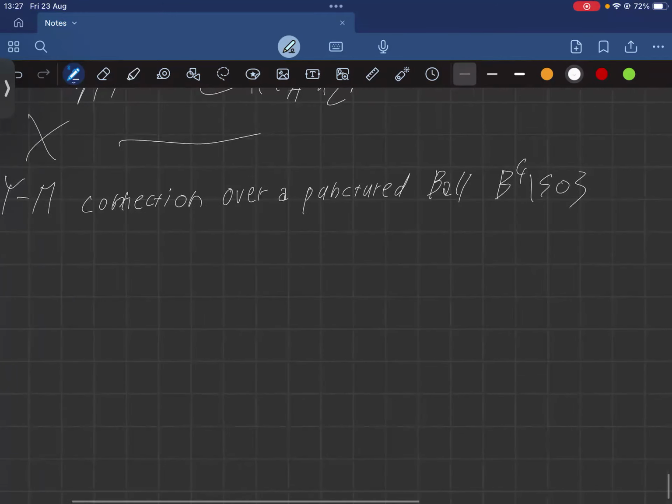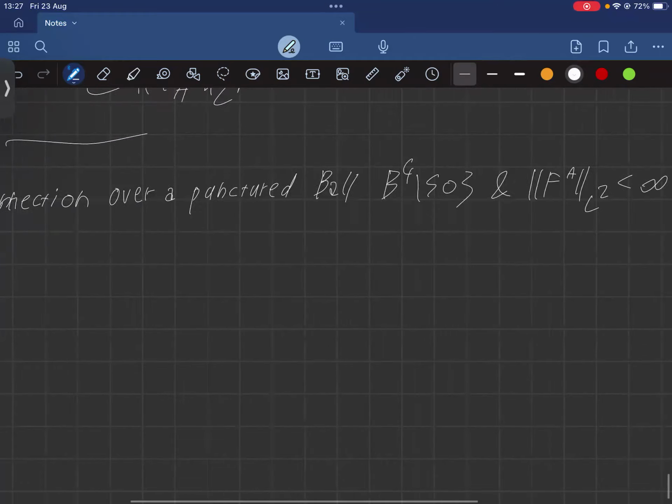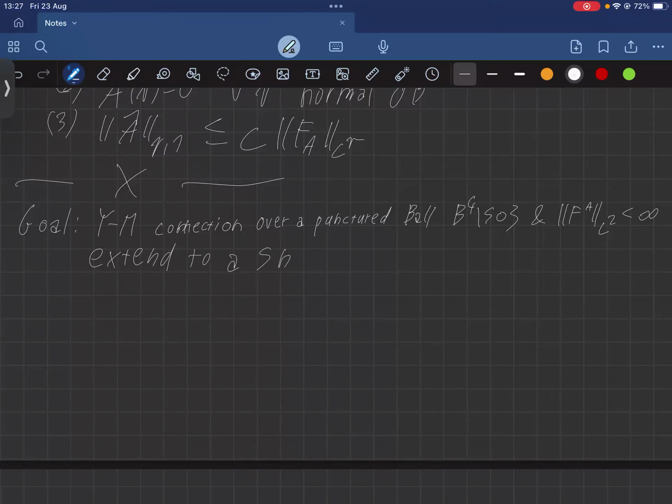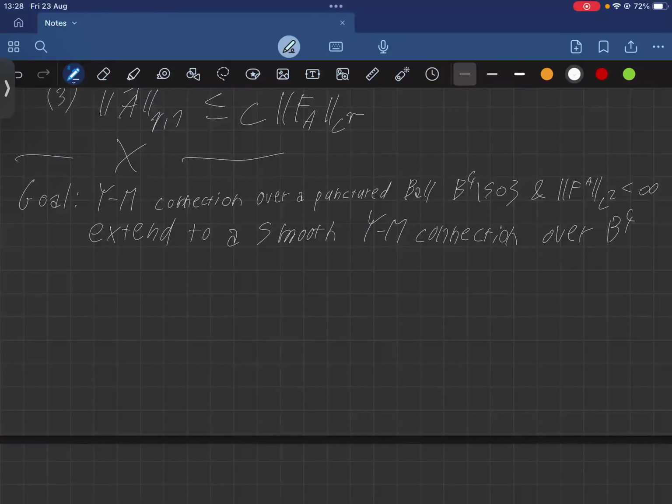So just to remind, we have a Yang-Mills connection over a punctured ball in dimension 4. We also have a bound on the L2 norm of our curvature. And we want such a connection to extend to a smooth Yang-Mills connection over B4, over the whole ball, basically. I don't want to make this precise yet because I'm not going to prove this today, but that's the goal we are going for. We would like to remove singularities.